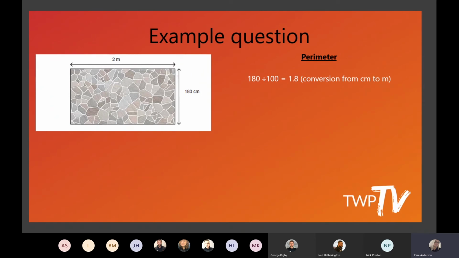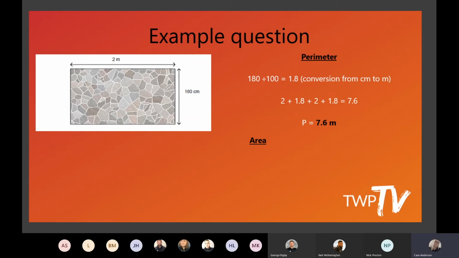So for this example, for the perimeter, I've chosen to convert from centimeters to meters. So 180 divided by 100 is 1.8. I now know that they're both in meters. I can then add them all up. My total perimeter of this patio is 7.6 in meters.